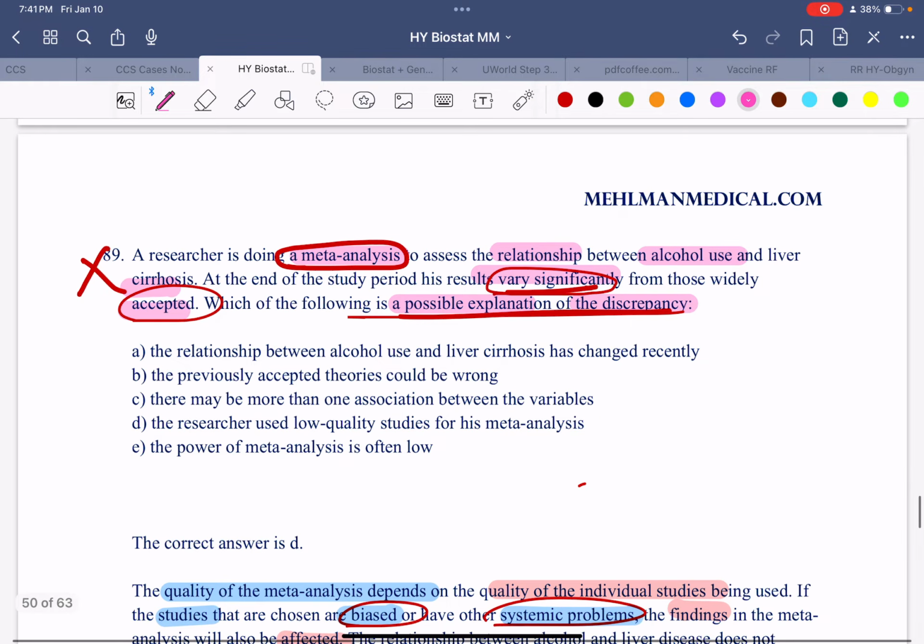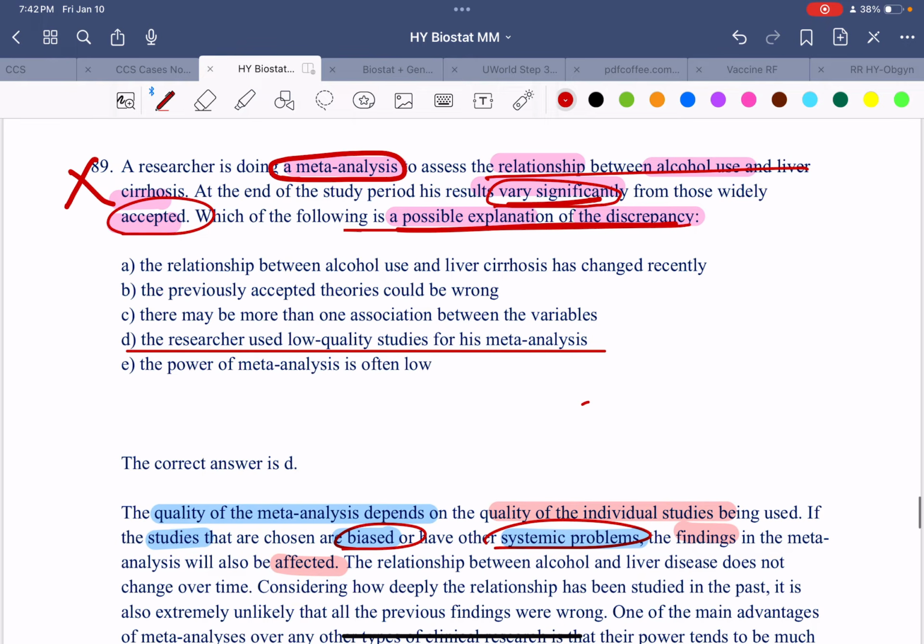Question 89. Researchers doing a meta-analysis to assess the relationship between alcohol use and liver cirrhosis find that the results vary significantly from those that are widely accepted. Why is this happening? Normally alcohol use is associated with liver disease, so why does this meta-analysis show that alcohol use is not associated with liver disease? The correct answer is that the researcher used lower quality studies for the meta-analysis.